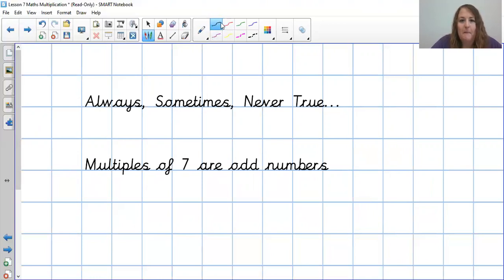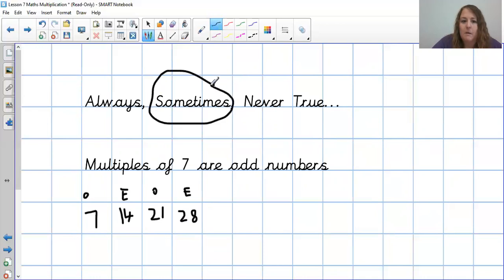Okay, hopefully from our numbers before, we know we've got 7, which is an odd number, and then we have 14 is our next one. 7 add 7 or doubled is 14, which is actually an even number. Then we have 21, which is odd, but then 28, which is even. Now, maybe there is a pattern emerging here. I can see odd, even, odd, even. Maybe you can check whether it carries on going in that pattern, but therefore I'm pretty confident in saying it's sometimes true, because sometimes they're odd and sometimes they're even.